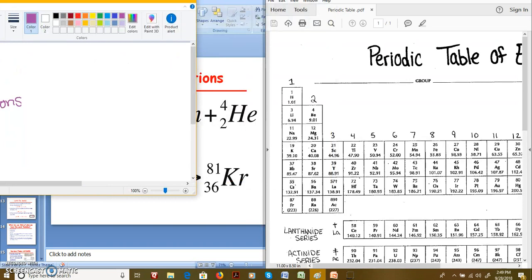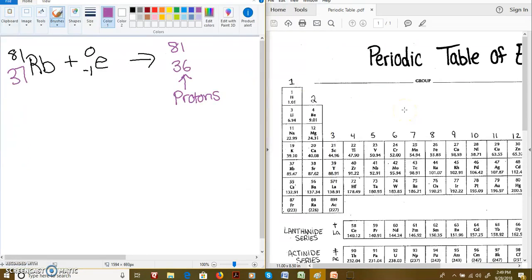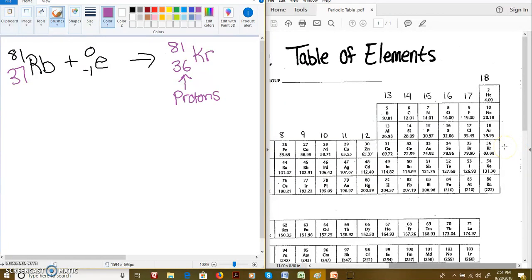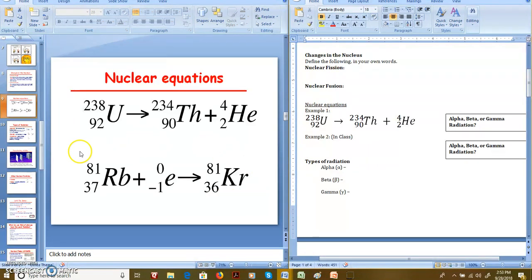So what I'm going to do is take a look at the periodic table, and I am looking for number 36. 36 protons. So I'm going to look, and I find that 36 is krypton, and so I write krypton right there, and my equation is complete. When rubidium reacts with, this is called a beta particle, it is going to create krypton with 36 protons and 81 protons and neutrons. So coming back to your notes, this equation right here, the rubidium one that we just did, should be right here under example number 2.